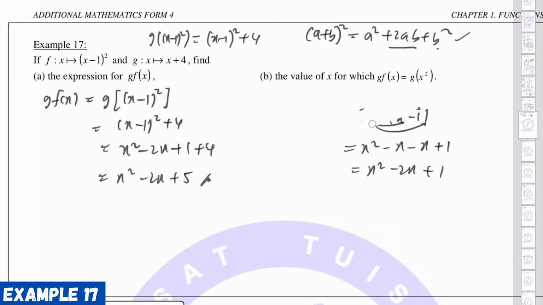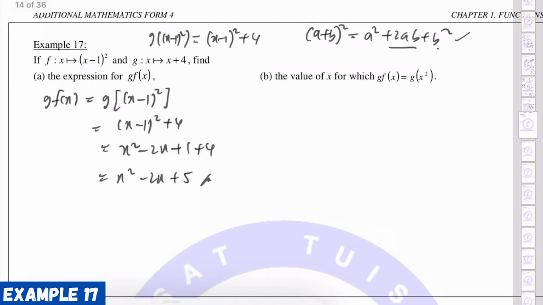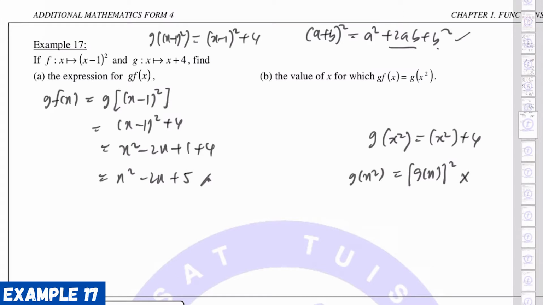Now, next part, find the value of x for which g(f(x)) is now g(x) squared. Before I do this, understand that g(x) is x plus 4. So when I put x squared, I also put x squared here. You don't want to take the g(x) and square it. It's not the same. g(x squared) is not the same as g(x) bracket squared. You only square the x, not the whole function.